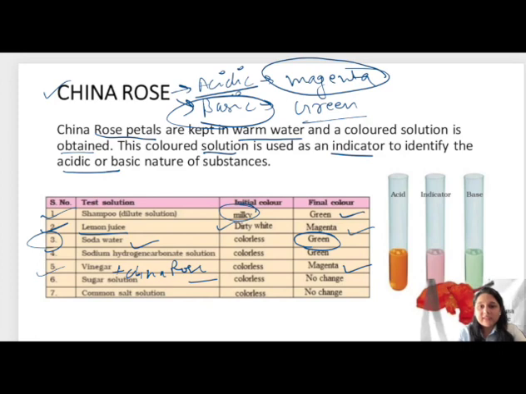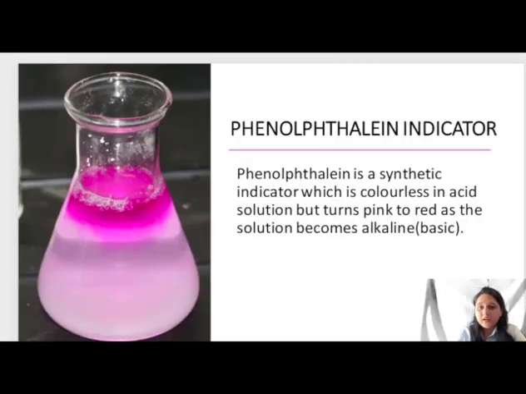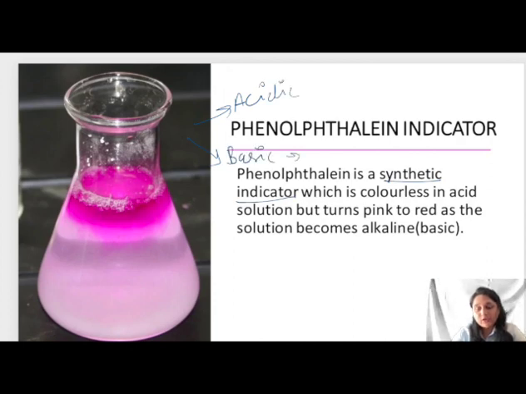Now let's talk about our synthetic indicator, that is phenolphthalein here. It is a synthetic indicator and we prepare this indicator in labs. So there are two things. We have to get the answer whether the substance is acidic or basic in nature. After putting this phenolphthalein solution, if the solution goes colorless, that means it is acidic in nature.